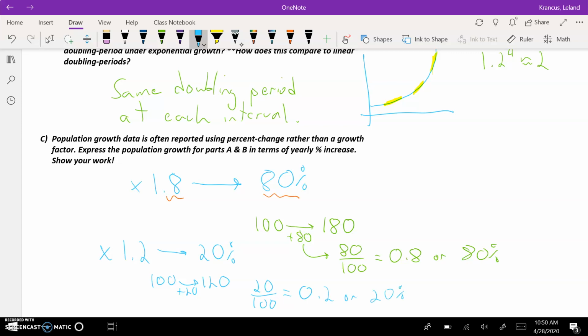And there will be more on that in the next extension activity if you decide to do that.